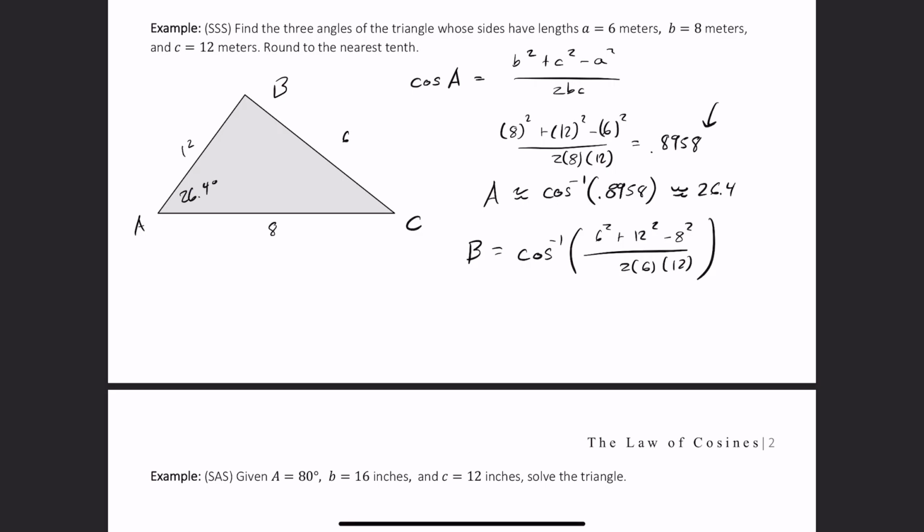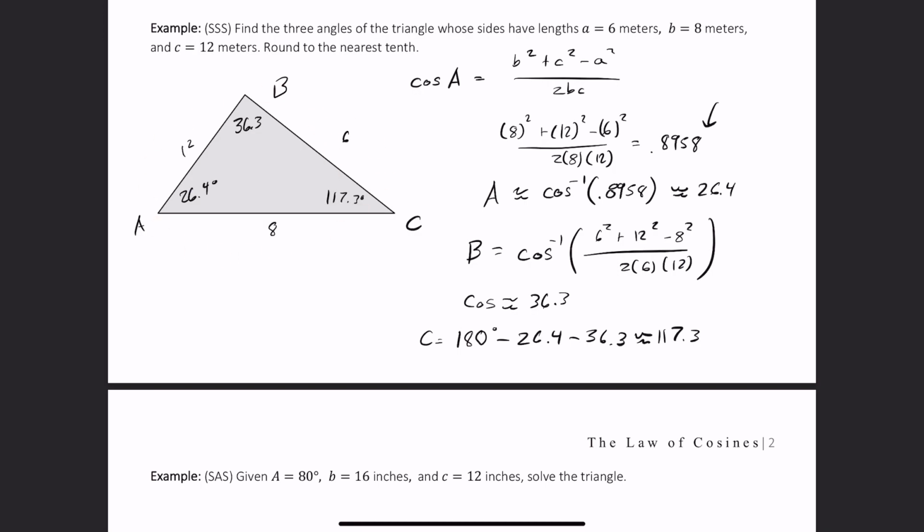Okay, so your calculator should give you cosine is equal to 36.3 in this angle B. And now, remember, all three angles must add up to 180. Well, with this knowledge, we know that angle C must equal 180 minus these two angles, which roughly will equate to 117.3. And we have solved our triangle.